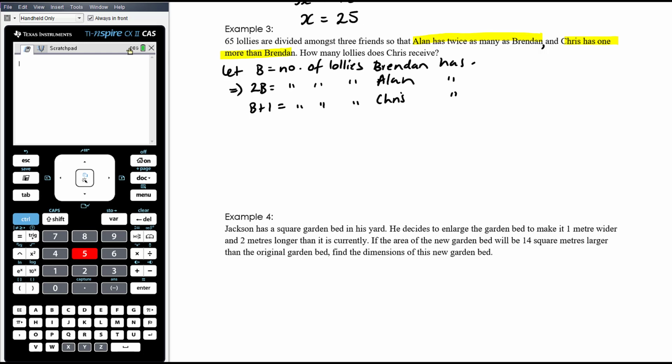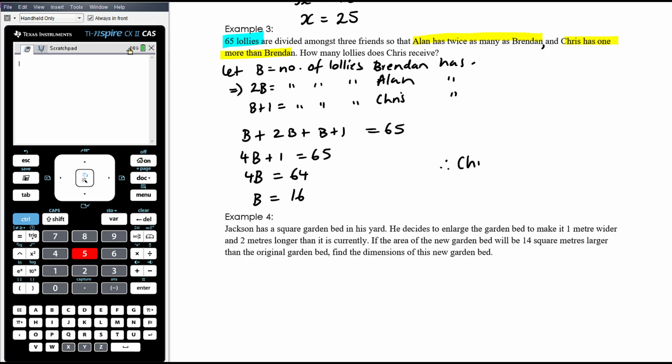So the information that will allow us to build the equation is that there are 65 lollies in total. So the three quantities add up to 65. Brendan's lollies plus Alan's lollies plus Chris's lollies all equal 65. b plus 2b plus b plus 1 equals 65. So collecting like terms on the left, that's 4b plus 1 equals 65. 4b equals 64. And so b is 16. Now, the question asks for how many lollies Chris has. Now, Chris has b plus 1 lollies, so that's 17 lollies. So therefore, Chris has 17 lollies. Okay, so it's important to answer the question. b equals 16 is not your answer. Make sure that you're clear about which quantity the question wants you to give for the answer.